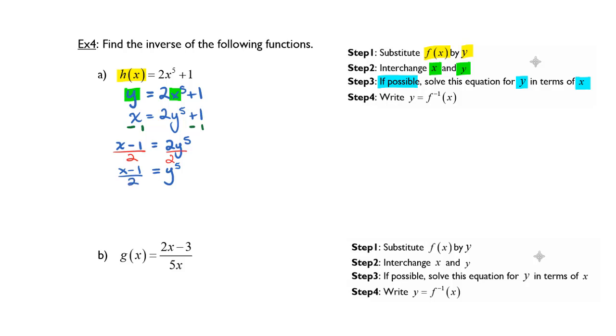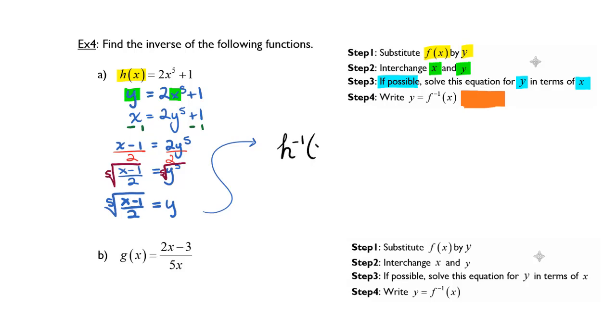And then we need to take the fifth root of both sides to undo y to the fifth. Once we've undone the exponent, we have y is equal to the fifth root of x minus 1 over 2. And then we can rewrite y equals f inverse of x as our final answer. And in this case, it would be h inverse of x is equal to the fifth root of x minus 1 over 2.